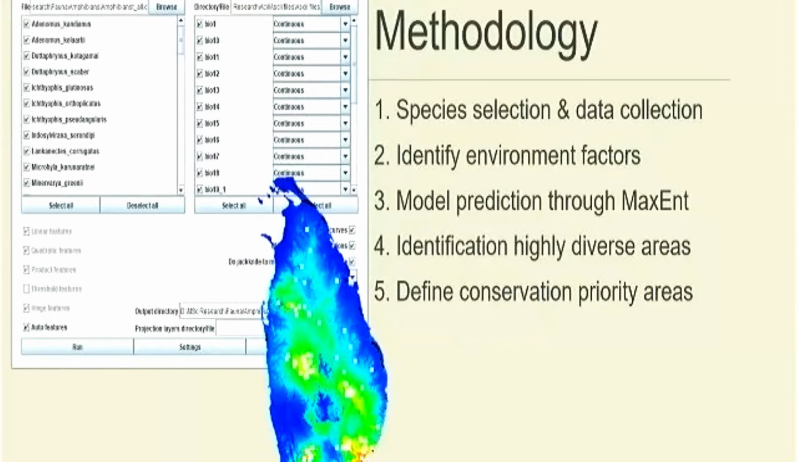The methodology which I have used in this study is as follows: the species selection and data collection. Then identify what the environment factors are that can highly influence the distribution of these species. Then the model prediction through Maxent modeling, identify high diverse areas, and define conservation priority areas.